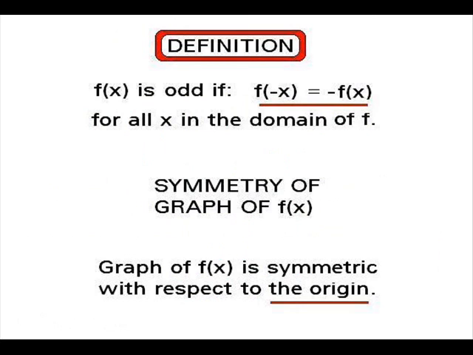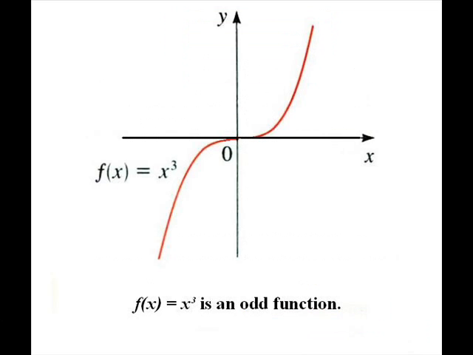If f satisfies f of negative x equals negative f of x for every x in its domain, then f is called an odd function. For example, the function f of x equals x to the third is odd because f of negative x equals negative x in parentheses to the third equals negative x to the third equals negative f of x.